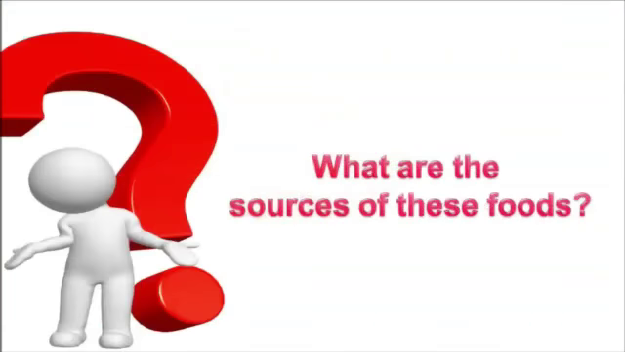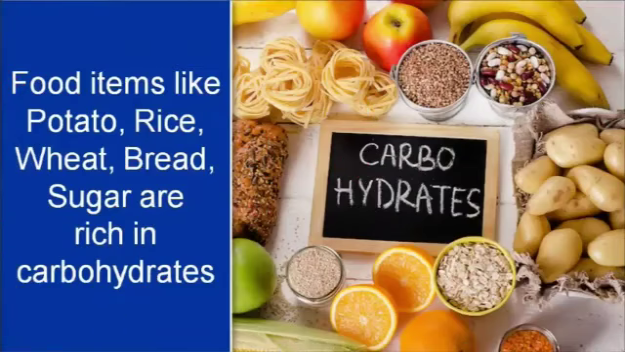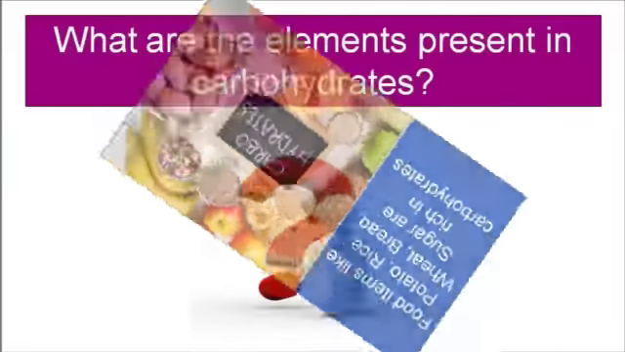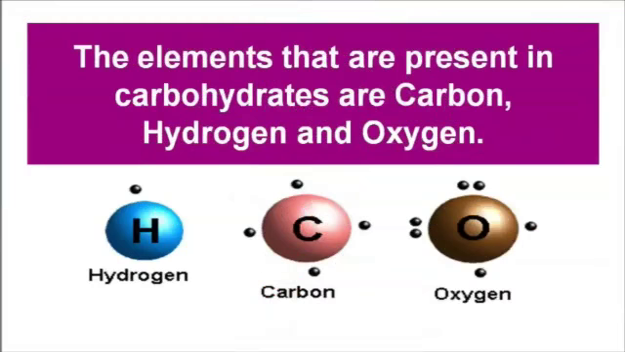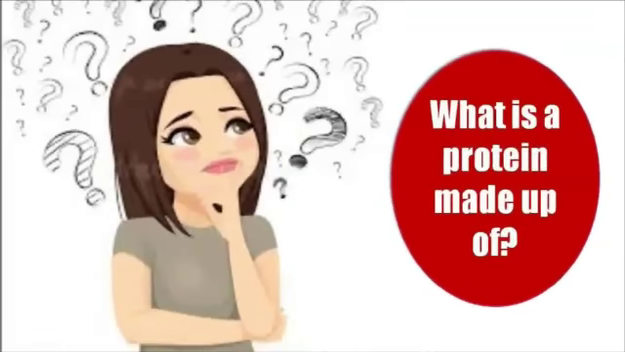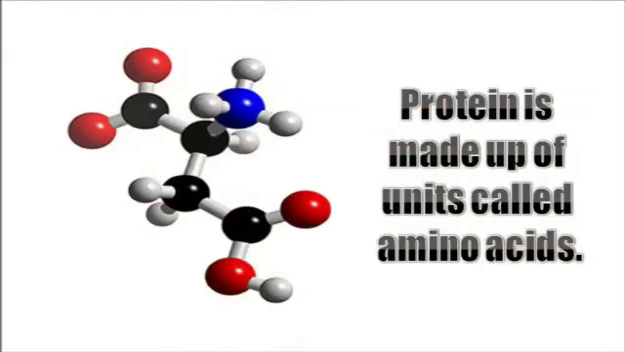What are the sources of these foods? Food items like potato, rice, wheat, bread, sugar are rich in carbohydrates. What are the elements present in carbohydrates? The elements that are present in carbohydrates are carbon, hydrogen, and oxygen. What is a protein made up of? Protein is made up of units called amino acids.